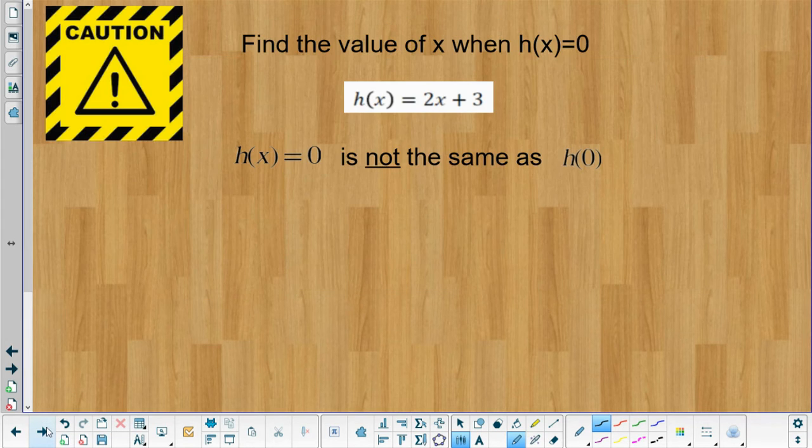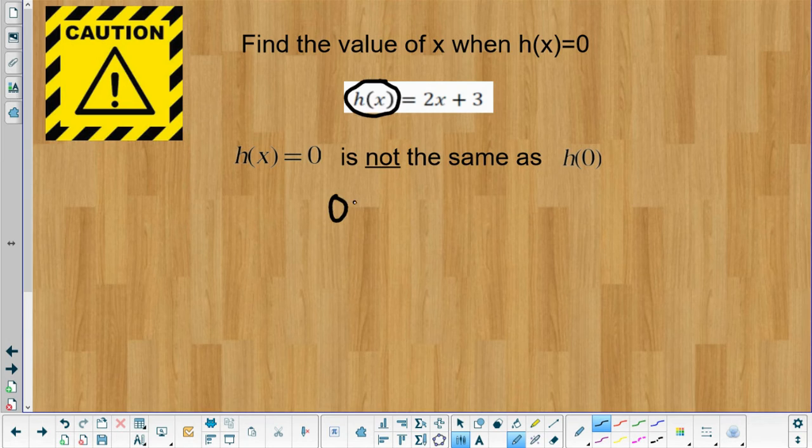All right, so let's take a look at this. Caution. Okay, look at this one. This one's a little bit different. It says find the value of x when h of x equals 0, and they give us this expression. H of x equals 0 is not the same as just saying h of 0. So this one over here is what you saw on the screen before, where you would take your 0, you would put it in here for this x and solve. This says h of x equals 0. So this is telling us that this portion right here is 0. Okay, so I'm going to put 0 in this side, not on the right.